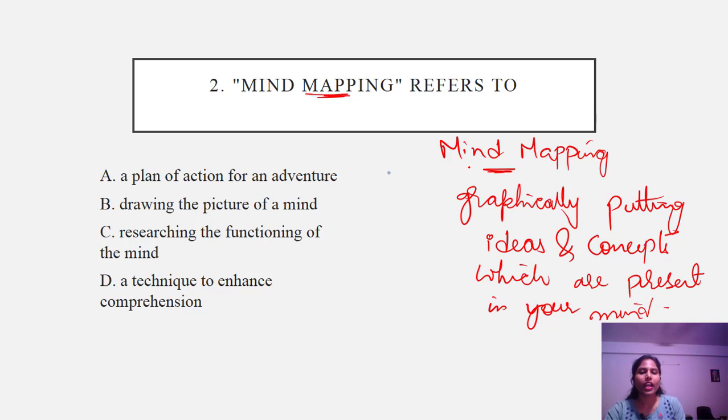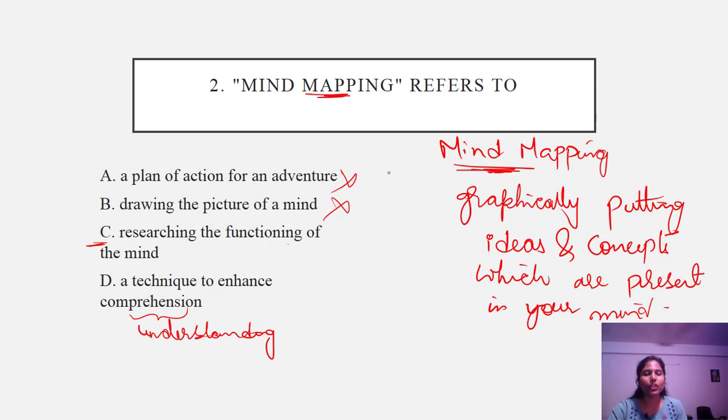Now that I have explained the meaning of mind mapping, let us search for the answer. A plan of action for an adventure? No. Drawing the picture of a mind? No. Researching the function of the mind? It is somewhat related to the concept which I have explained. And the D option is a technique to enhance comprehension. Comprehension means understanding. No, we are just trying to put the ideas which are present in our mind graphically. So researching the functioning of the mind, yes, this would become the correct option.